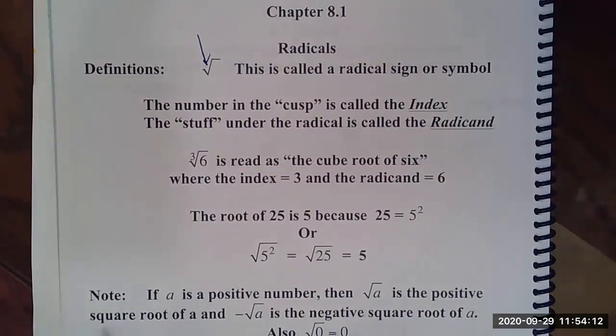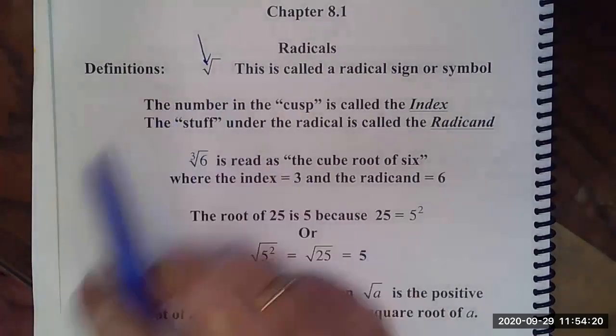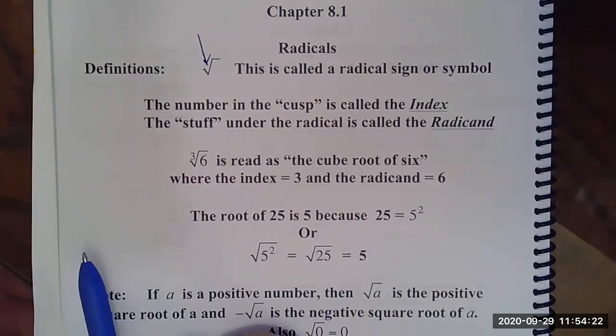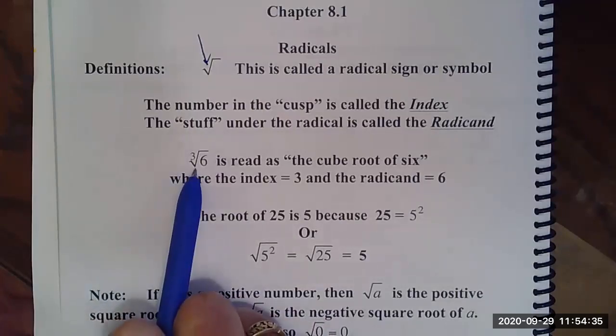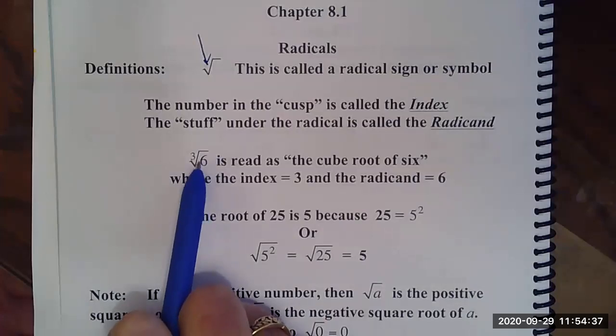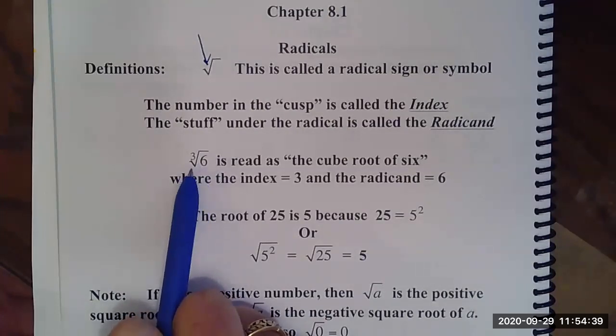Right there is a number. When you don't see it, it's the number 2, and then we'll call it the square root. So you don't have to write the 2 there. We usually don't, but there is an invisible 2. The number that's in a cusp is called the index. So just remember that. The index is the number in the cusp. Right here, the index is a 3. And the stuff underneath the radical sign is called the radicand.